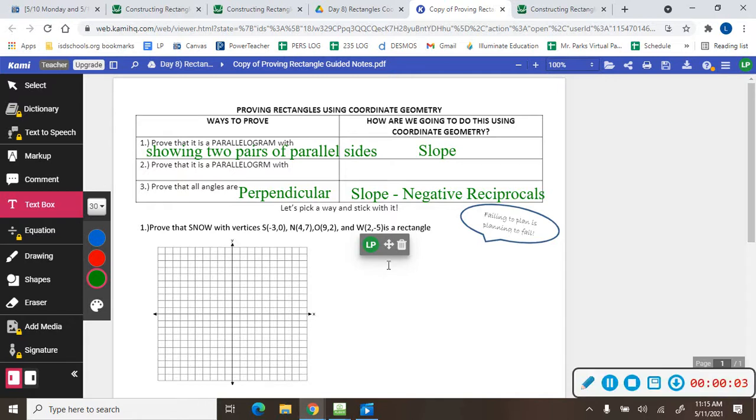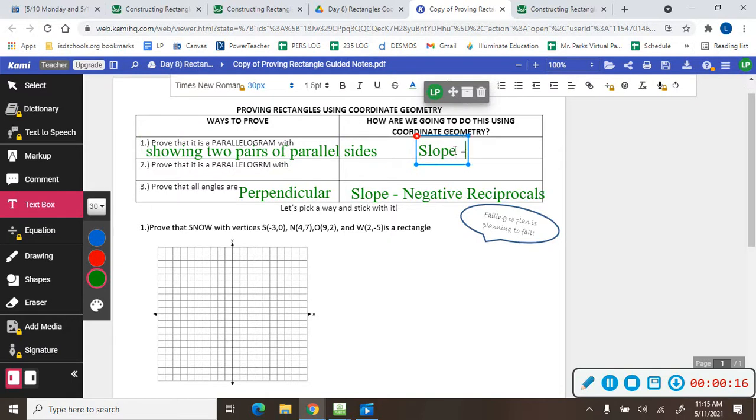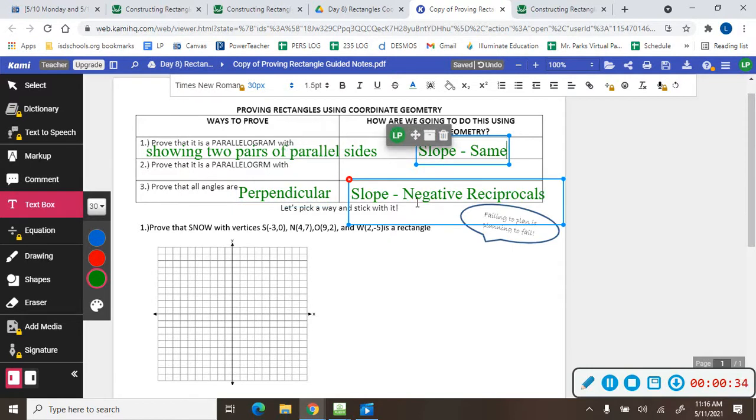So to prove rectangles using coordinate geometry, first you should show that you have a parallelogram. The easiest way to show that you have a parallelogram is by making sure the slopes are the same for each of the pairs of sides. After you show it's a parallelogram, you can show that it's a rectangle by showing that the angles are perpendicular. You look at the slopes, and if the slopes are opposite reciprocals, some people say negative reciprocals, then it is a rectangle.